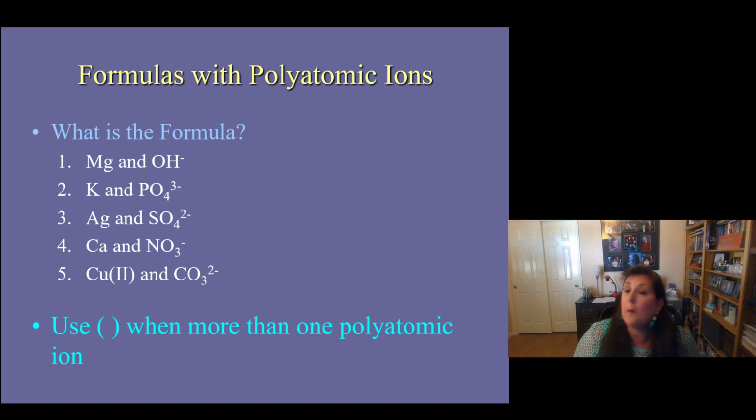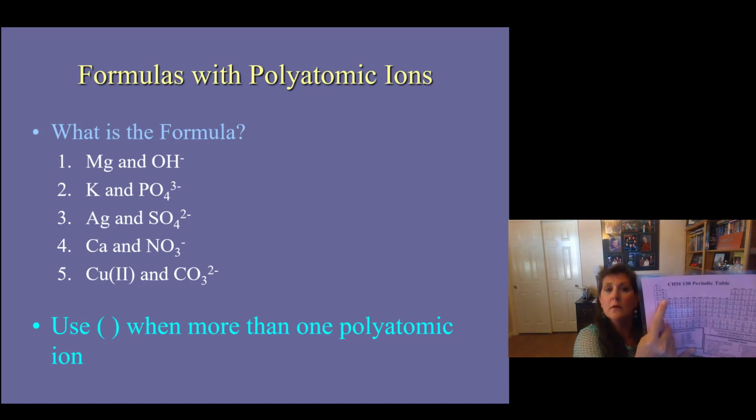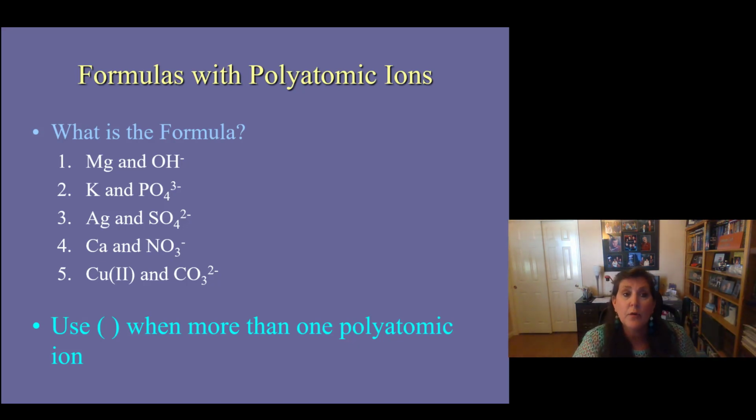Mg and OH minus 1 charged. Mg's charge, well, it's in column 2, so it's a plus 2. So we have plus 2, minus 1. That doesn't add up to 0. Plus 2 needs a minus 2, so I need 2 OHs, called hydroxide. So I need 1 Mg and 2 hydroxides.